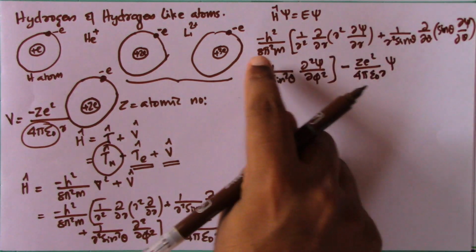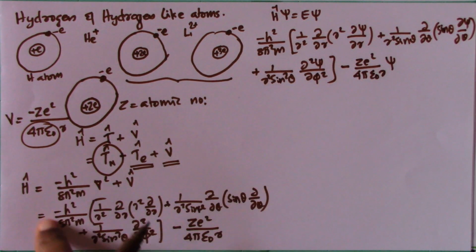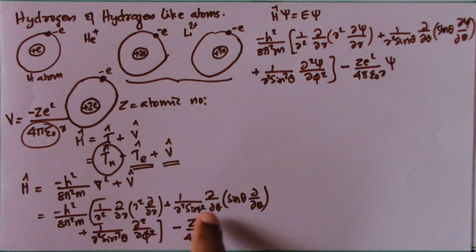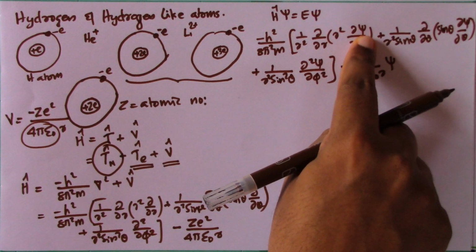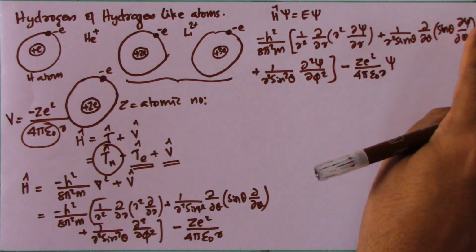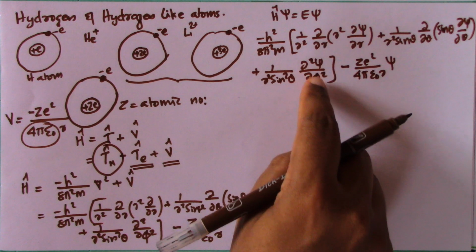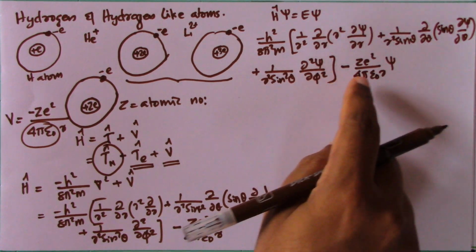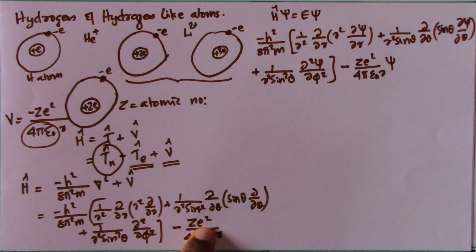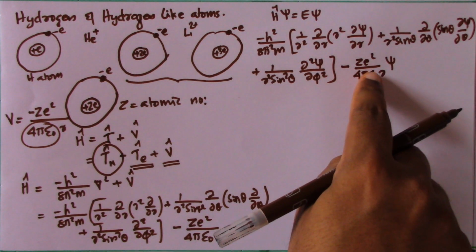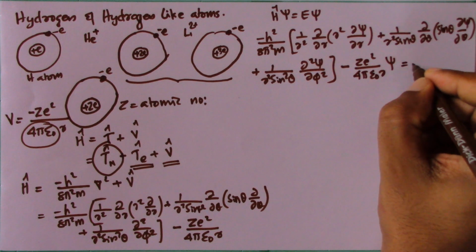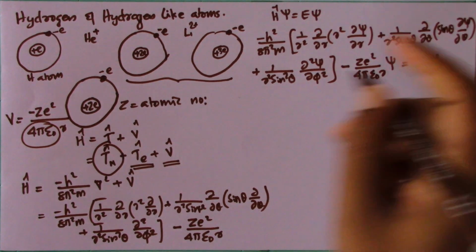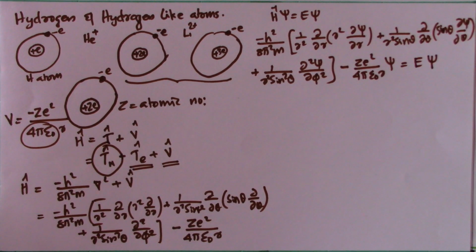Now it is H cap psi. This is the kinetic energy part of the Hamiltonian. This is the potential energy part. Both parts have been operated over the function psi. So that is why we have put psi here: dou psi by dou r, dou psi by dou theta, dou square psi by dou phi square. Okay, and the potential energy part also operates over psi. That is why it is minus z square by 4 pi epsilon 0 r into psi is equal to E psi. That is the right hand side of the Schrodinger wave equation.